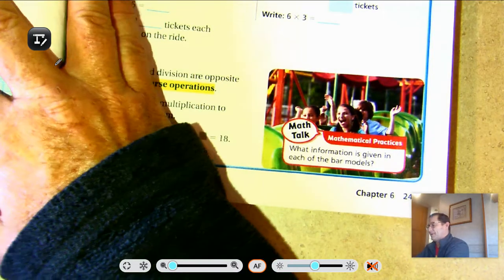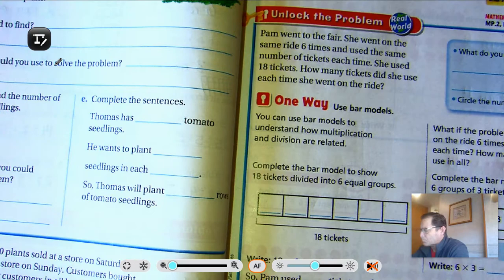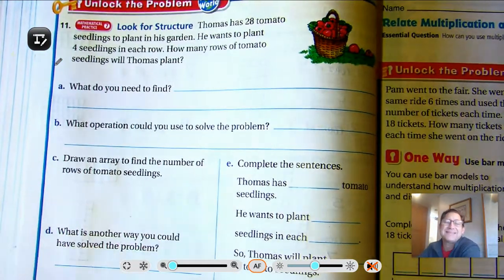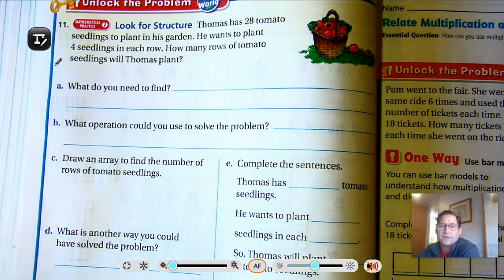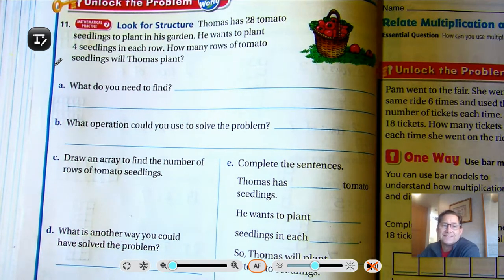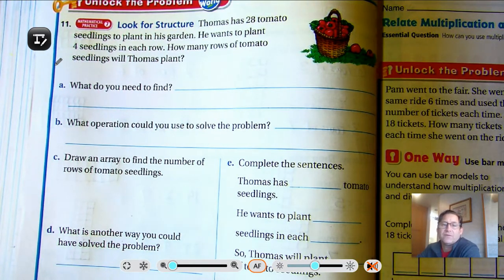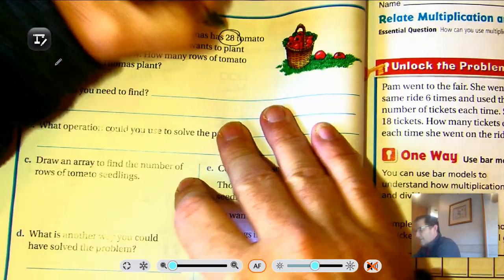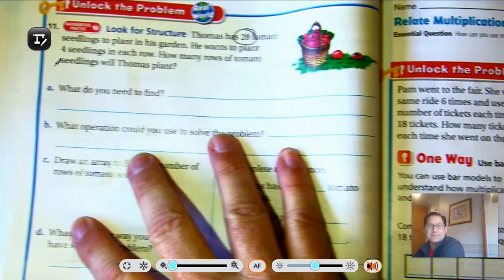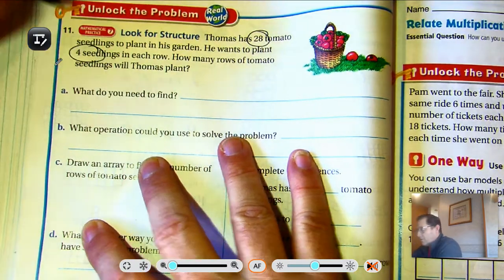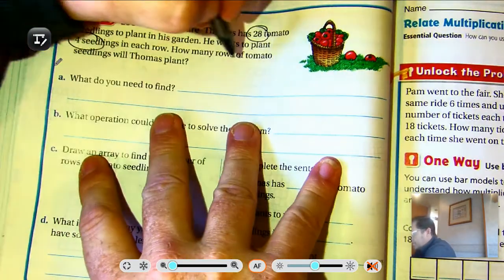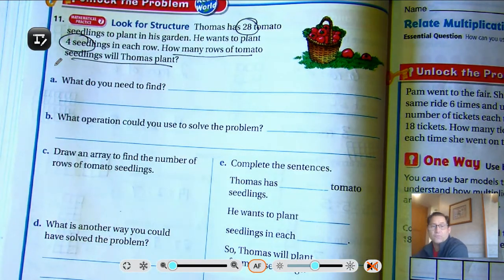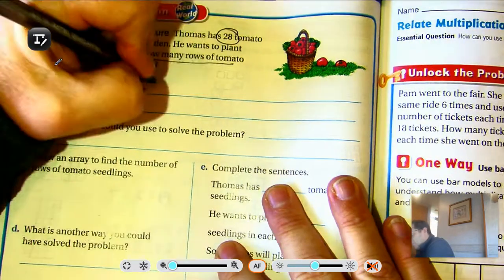244. Thomas has 28 tomato plants, or tomato seedlings, to plant in his garden. He wants to plant 4 seedlings in each row. How many rows of tomato seedlings will Thomas plant? So we have 28 tomato seedlings. And he's going to put 4 of those in each row. How many rows of tomato seedlings will he plant? What do I need to find? How many rows?